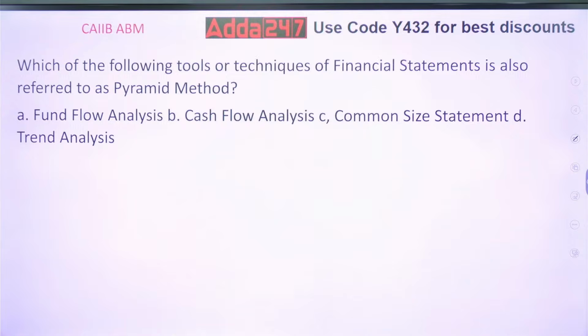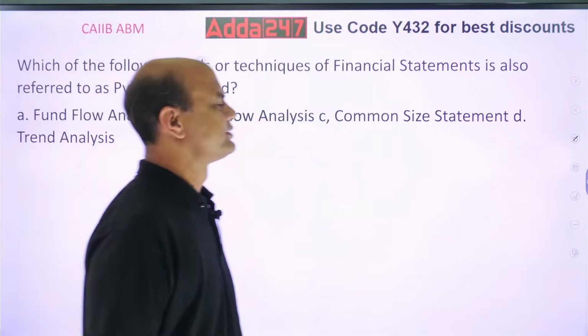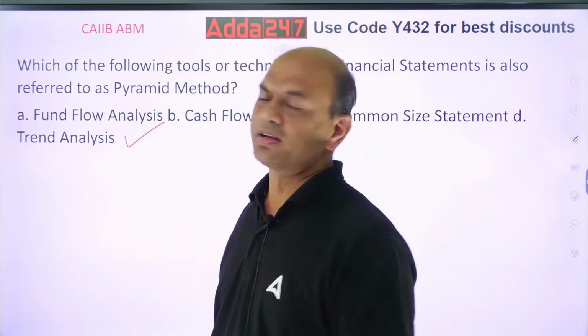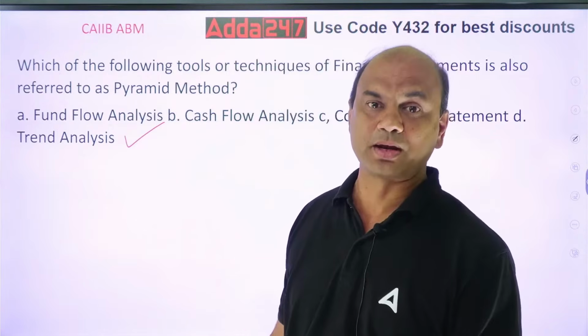Is it funds flow or cash flow? So the real answer is, what did you get? Let me see the comment section. The pyramid method is always D, trend analysis. Studying the trends is known as pyramid method.